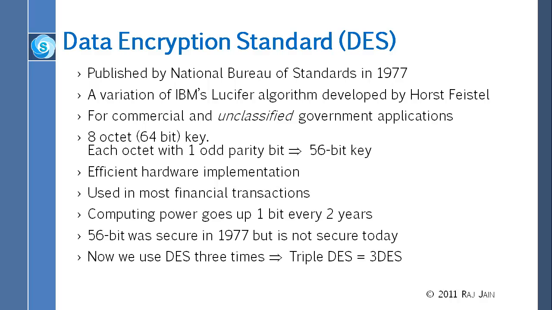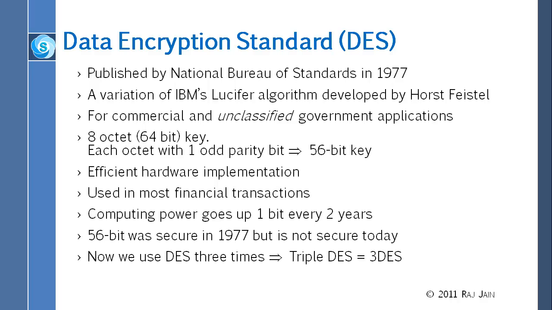So if you are a bank or something, you have to use this DES for encryption if you want to encrypt things. And for the government, only unclassified. Now you remember, in the government there are two kinds of documents: classified, which are secret, and unclassified, which are public. Right? So unclassified documents can be encrypted using this. For classified, they use much stronger methods.